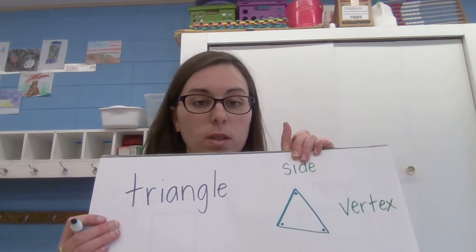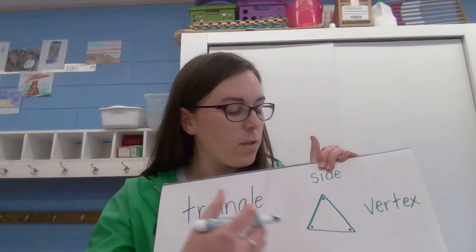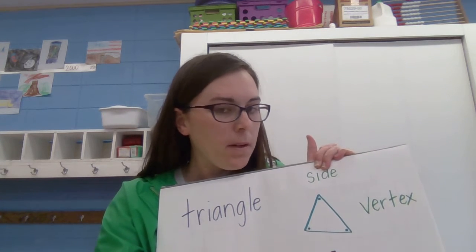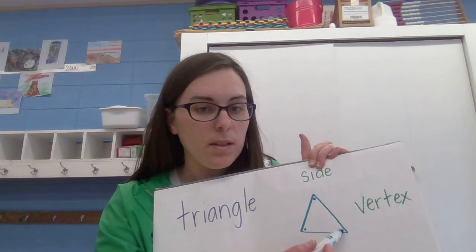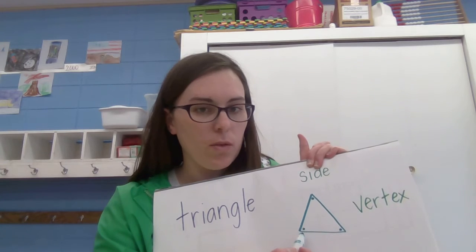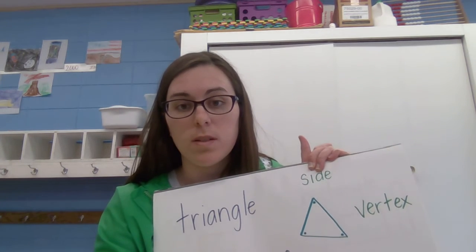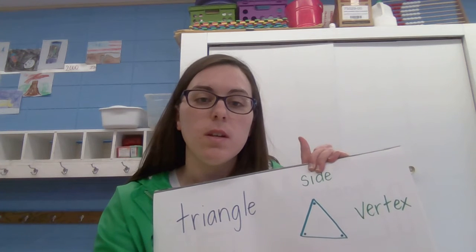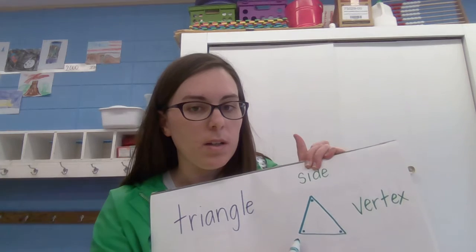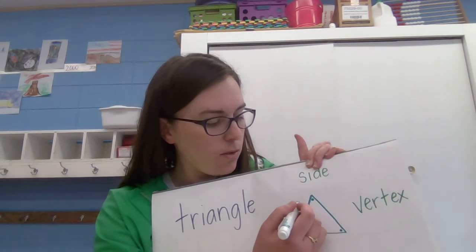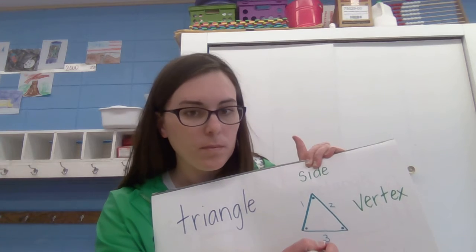You might also hear them refer to that as an angle. But for our paper, we're going to call it a vertex. I can see here that there are 3 vertexes, or sometimes people call them vertices. That's just a fancy way of saying more than one vertex. There are 3 of them on a triangle, and there are also 3 sides.